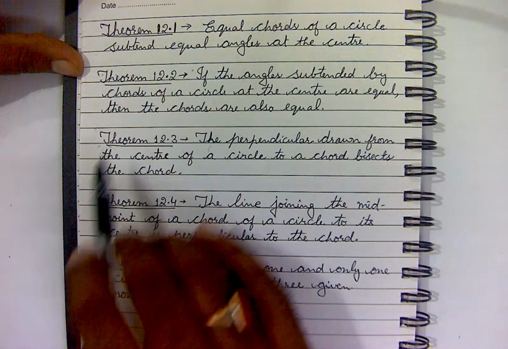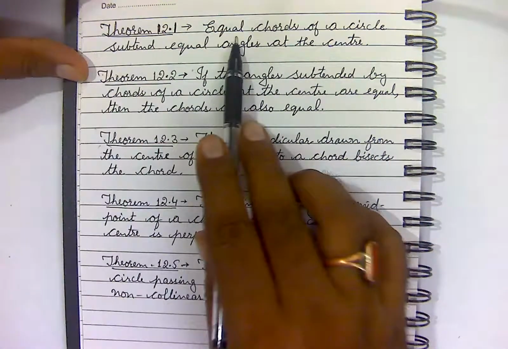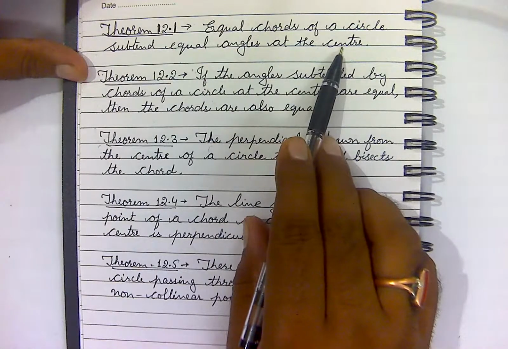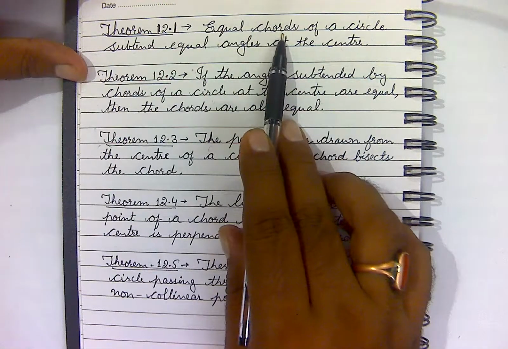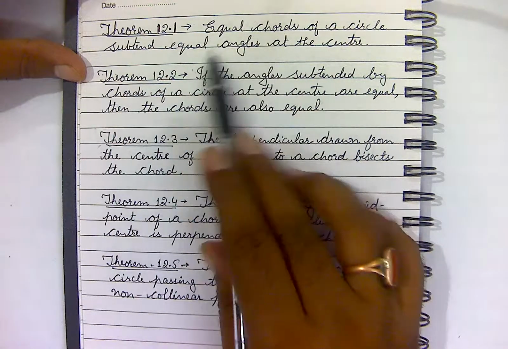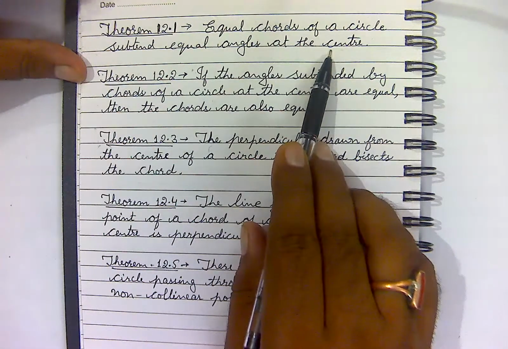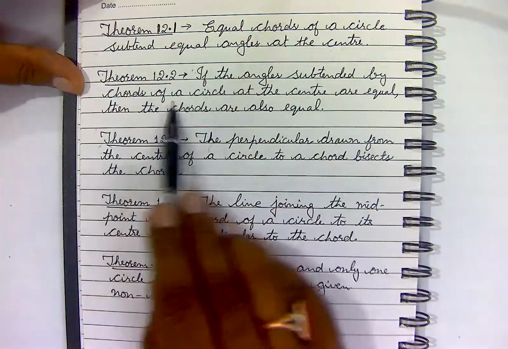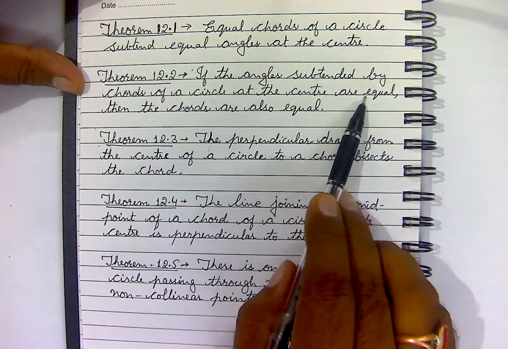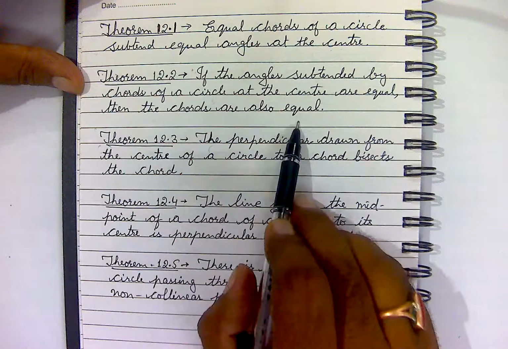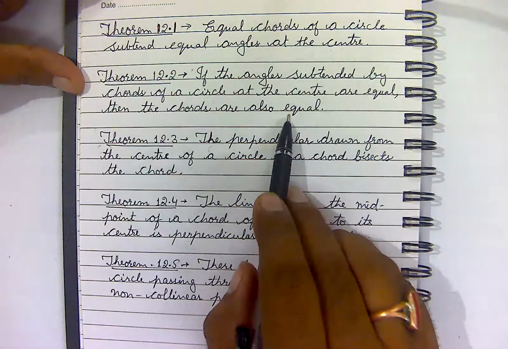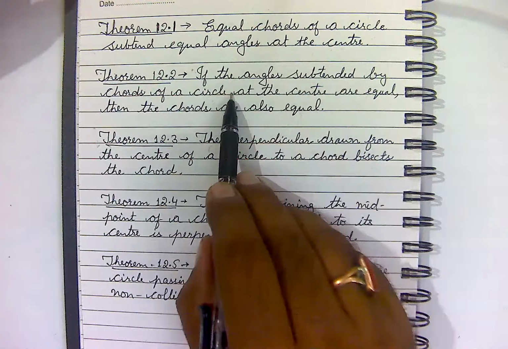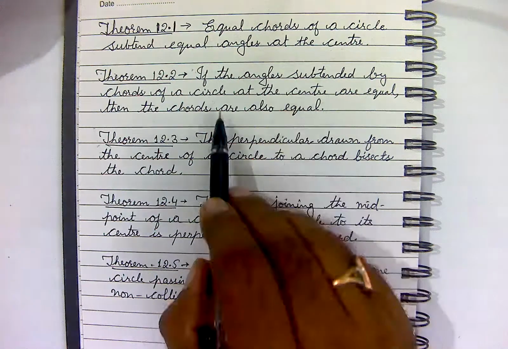These are the few theorems which we have done in the previous video related to circles and chords. The first theorem states: equal chords of a circle subtend equal angles at the center. It means if there are two chords which are equal in a circle, then the angles formed by them at the center will be equal. Next is just the converse of this. If the angles subtended by the chords of a circle at the center are equal, then the chords are also equal. Here it says if there are two chords which subtend equal angles at the center, then the chords will also be equal.